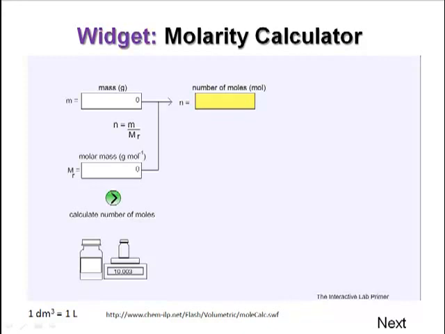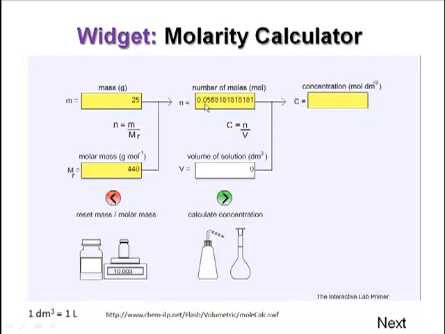Now, if we look up here, if we have a particular sample that has a mass, pick a number between 0 and 500. 25. Now, what's the molar mass of this compound going to be? 440? Sure, why not? Let's use the one we had here. So here we could determine the number of moles. The first step is you determine the number of moles, and then to get the concentration, you take the moles divided by the volume.